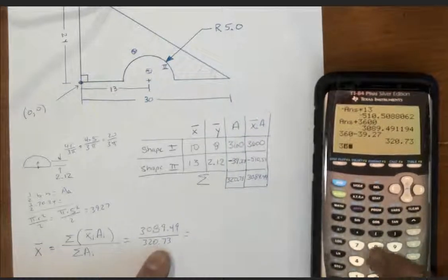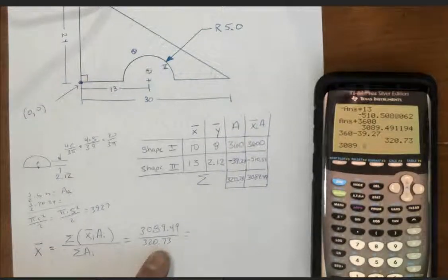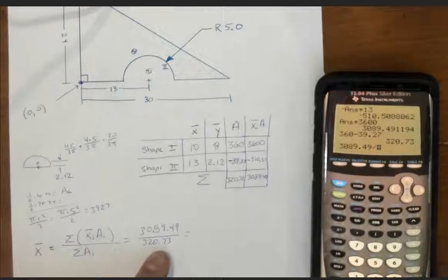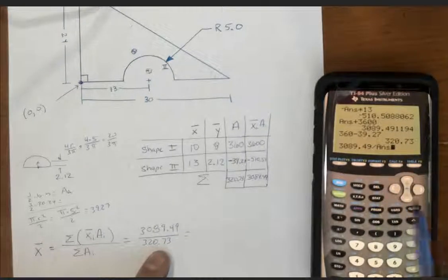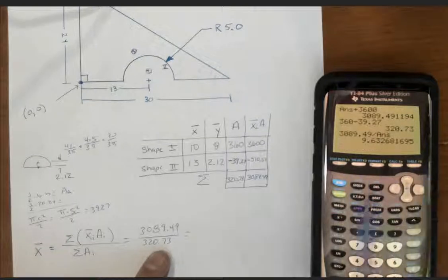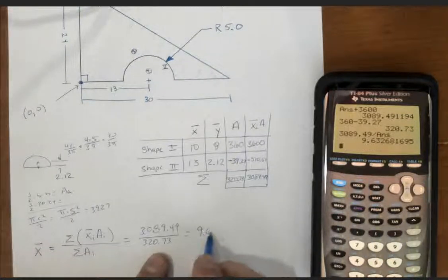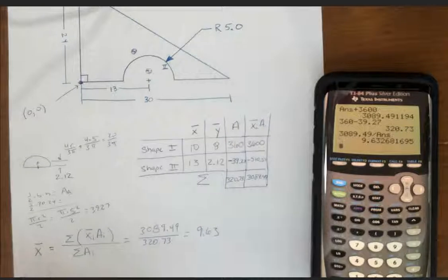So 3089.49 divided by the previous answer. The answer gets copied down, the previous answer. Hit enter, and it is 9.63. Let's go ahead and complete it for the y's, and then we'll summarize and talk about these numbers.